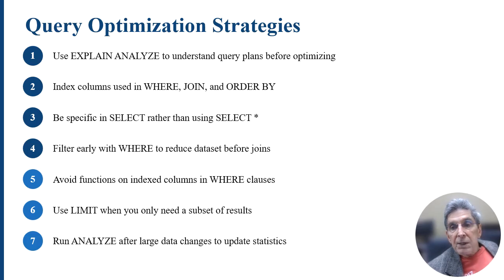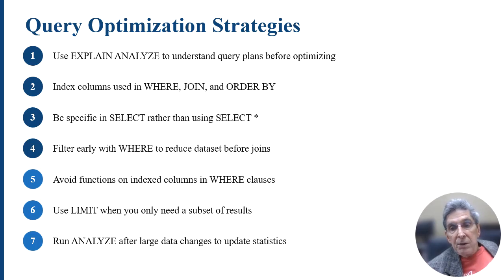Third, be specific. In your select clause, do not use SELECT * when you only need 3 columns. SELECT * forces Postgres to fetch all columns from the table, which means more data read from the disk, more data sent over the network, and it prevents index-only scans because the index likely does not contain every column. Fourth, filter early with WHERE clauses to reduce the data set before the joins and aggregations. The fewer rows that flow through the rest of the query, the faster everything will operate. Fifth, avoid applying functions to index columns in WHERE clauses.